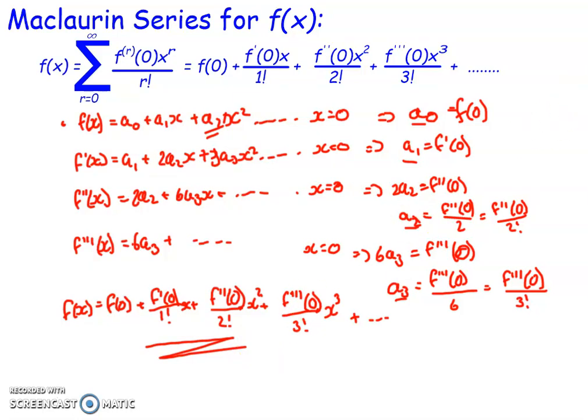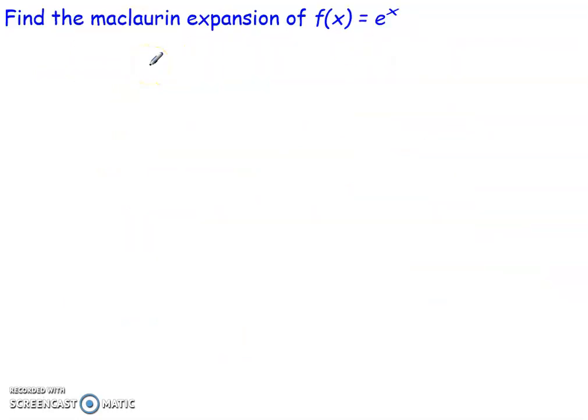So we're going to look at one example here that is a key function that could be quite useful to know. What we want to look at is the Maclaurin expansion for f of x equals e to the x. Now remember what we just said there. f of x equals f of 0 plus f dash of 0 x plus f double dash of 0 over 2 factorial x squared, and so on. So what we have to do is take our original function and find the derivatives of it.